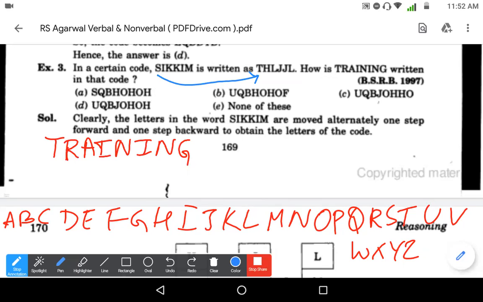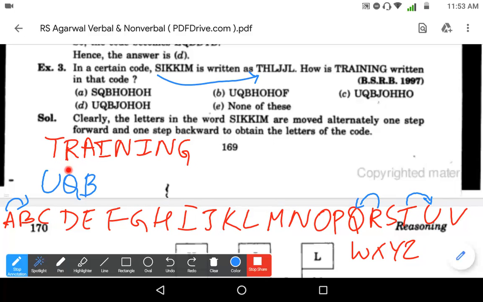So what is the first letter? T is the first letter. What is the after letter for that? U. So U will be the first one. Then for the second one, what is the second letter? R. Now here it should be before. So before R, we have Q. So U, Q. So after, before, then again after letter. After A, we have B. So UQB.